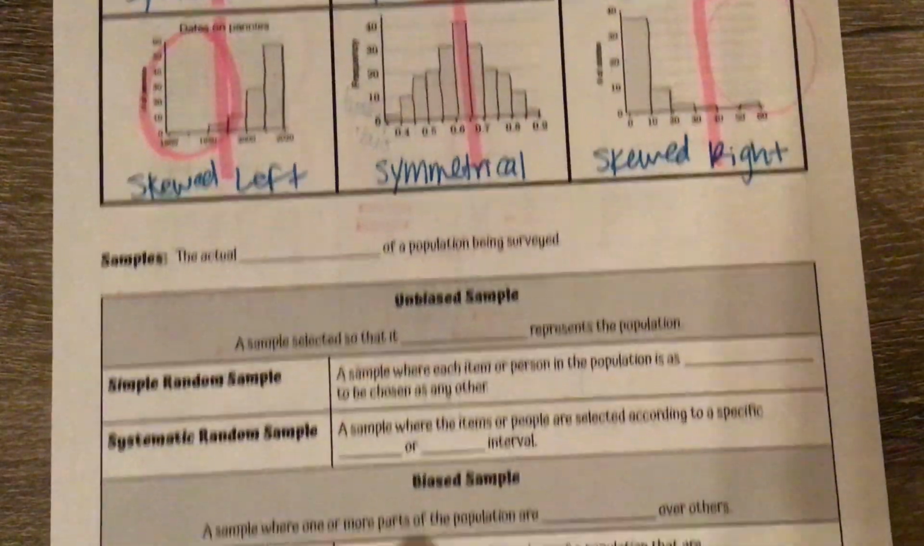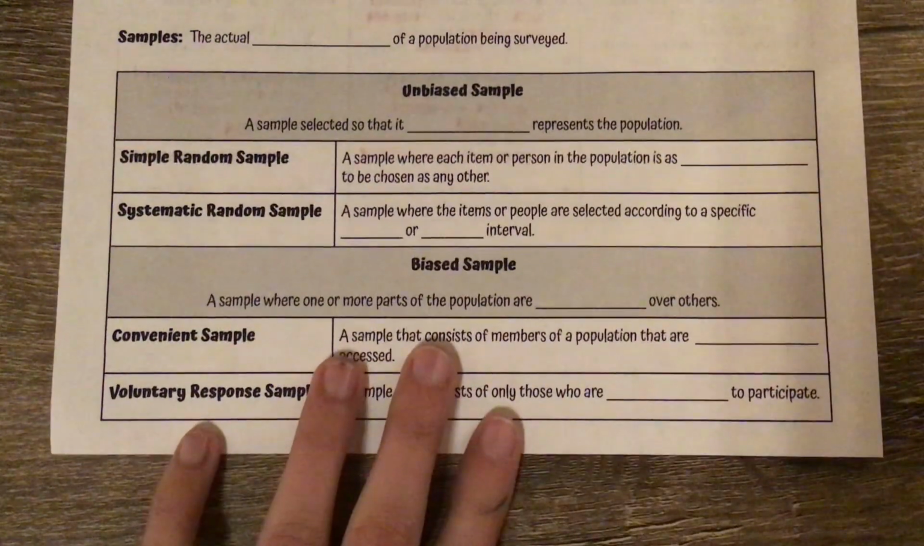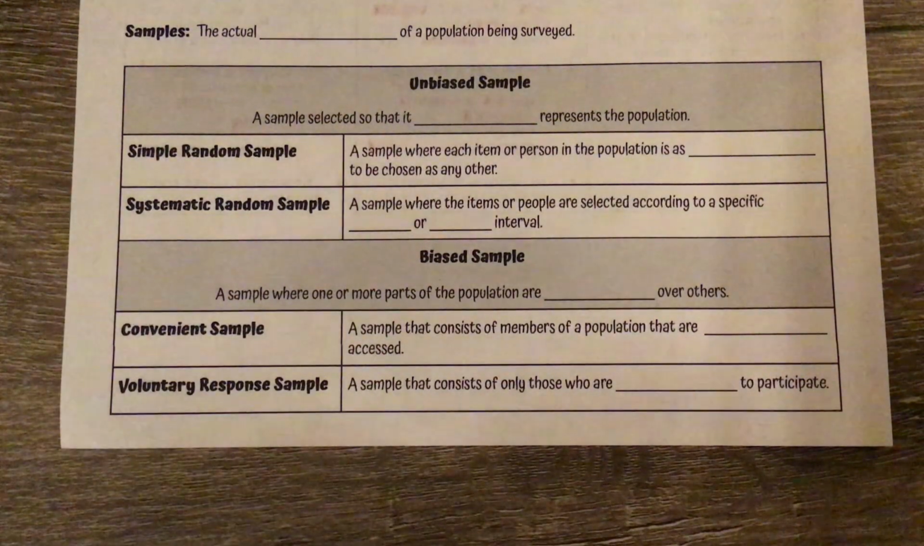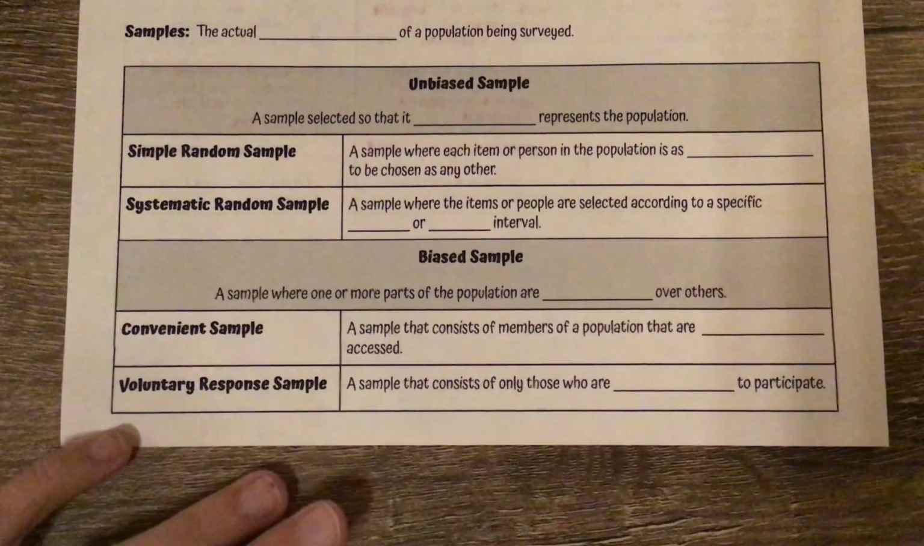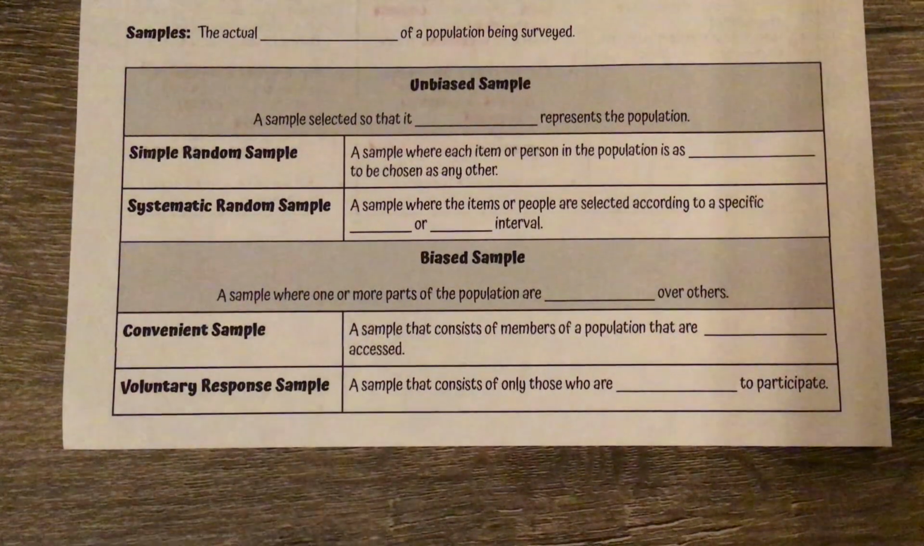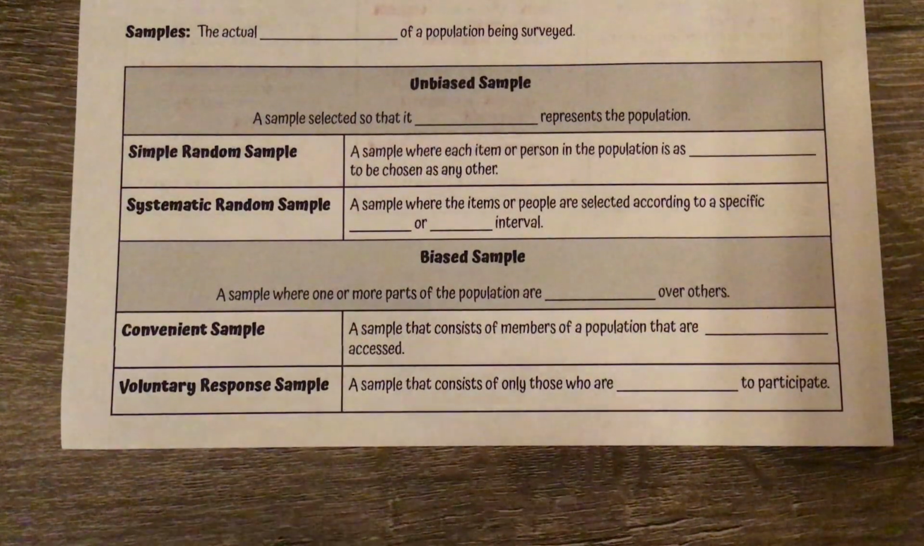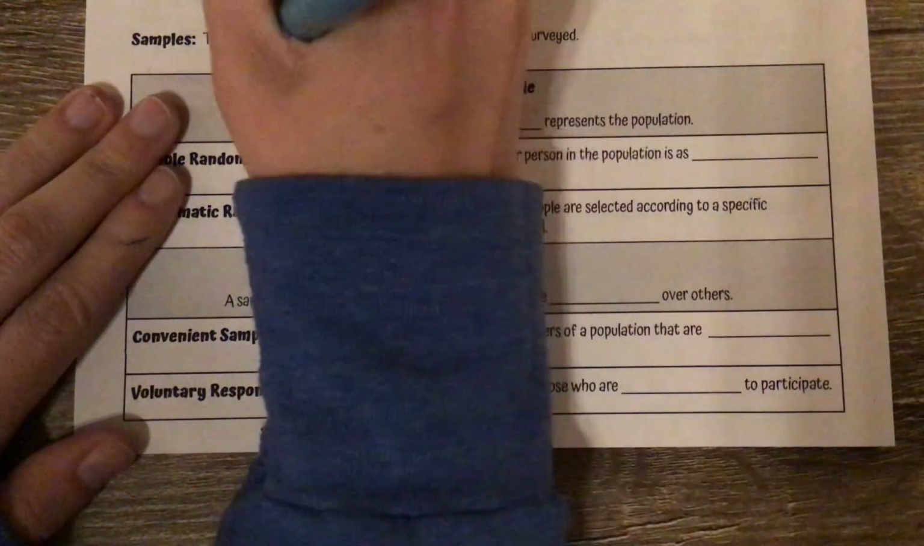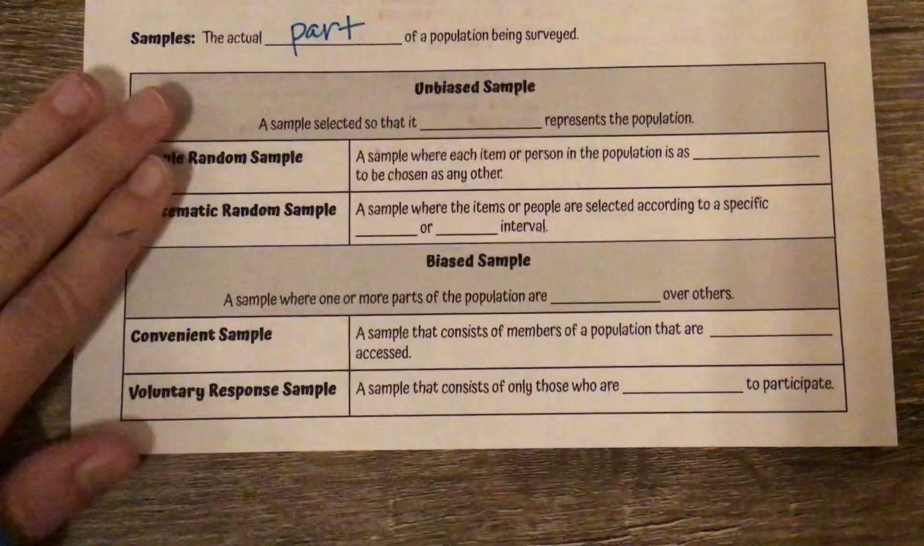All right, so that's the first part of this enrichment. The next part is looking at different biases, okay? So samples, when we're surveying people, when we're trying to gather information, we're not gonna be able to ask every single person. So for example, if I'm surveying dentists to see if they like certain toothpaste, I'm not asking every single dentist, I'm taking a smaller sample. So samples are the actual part of a population that is being surveyed.